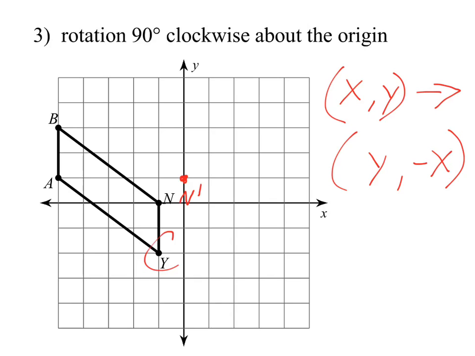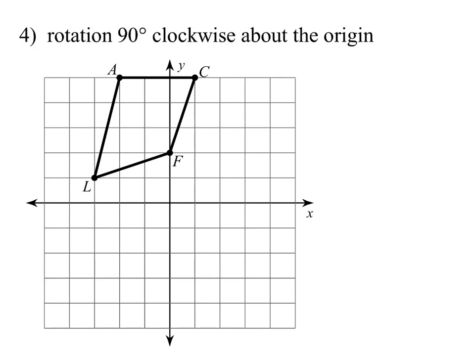There's my N prime. Y is at (-1, -2). Switch the order, change the sign on the second one. (-2, 1). So there's my Y prime. A is at (-5, 1). Change the order. (1, -5). Change the sign on the second one. (1, 5). There's my new A prime. B is at (-5, 3). It's going to be at (3, 5). So there's my B prime there. Connect those up. Same figure, but 90 degrees rotated around your origin.